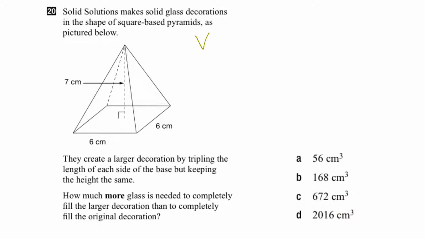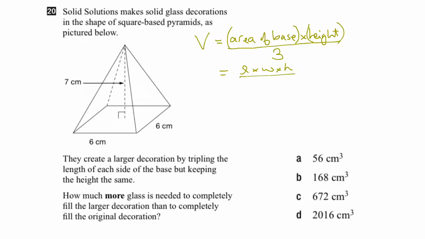So let's recall the volume of a pyramid. In this case, it's the area of the base times the height, and then all of that divided by 3. So the area of the base would be its length times its width, because we're dealing with a rectangular base, and actually in this case it's a square base, and then multiplied by the height, all divided by 3.